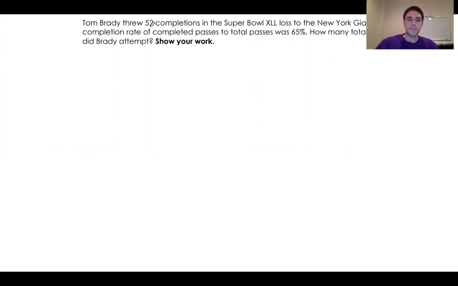Tom Brady threw 52 completions in Super Bowl XLII, which he lost to the New York Giants. His completion rate, the ratio of completed passes to total passes, was 65%. How many total passes did Brady attempt?